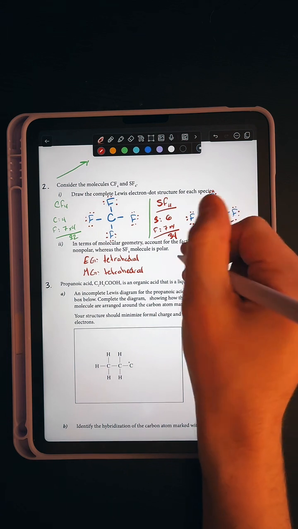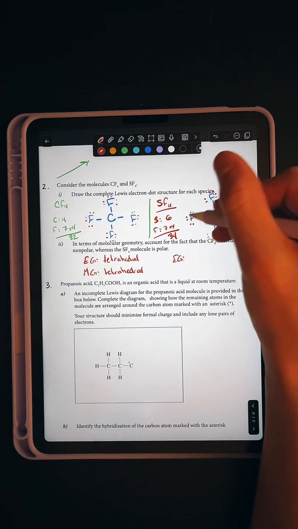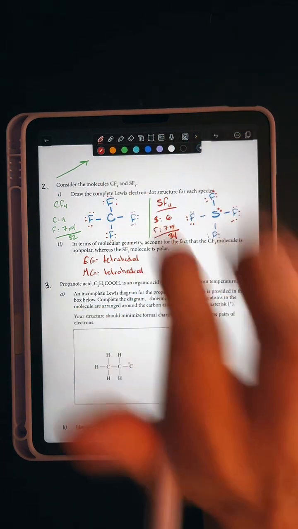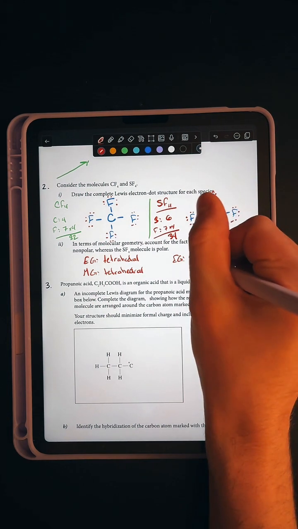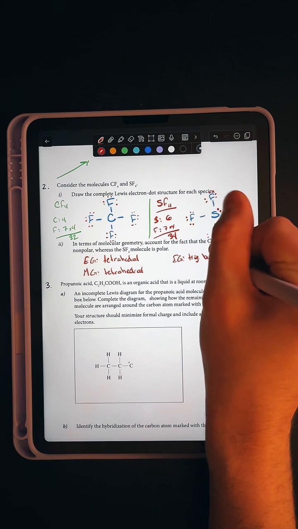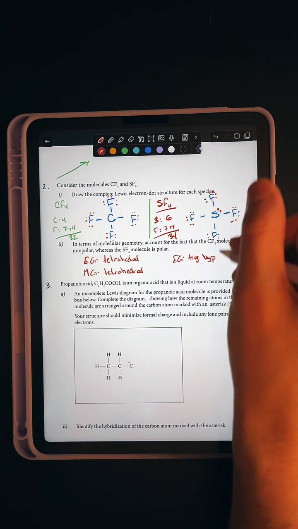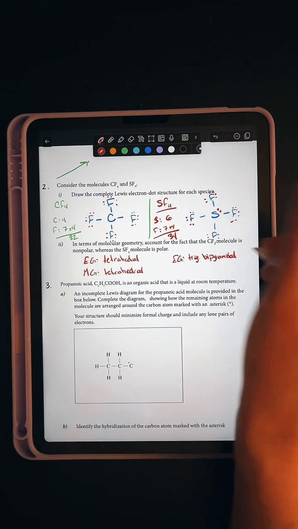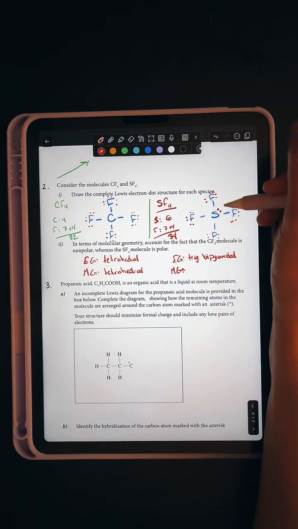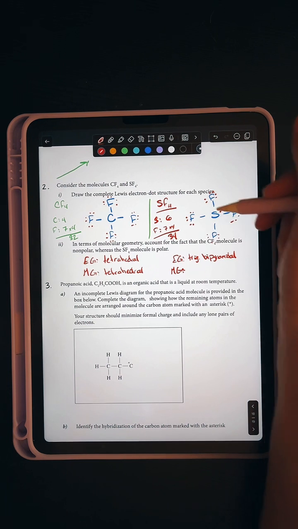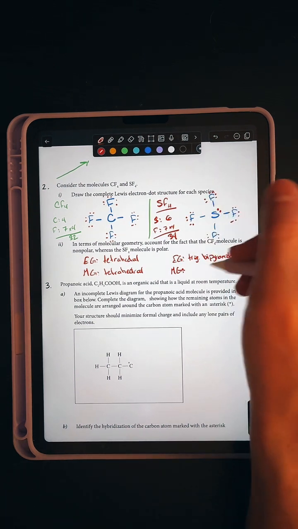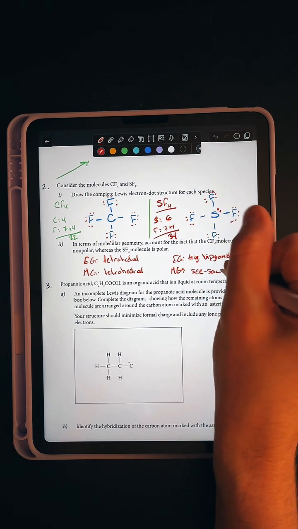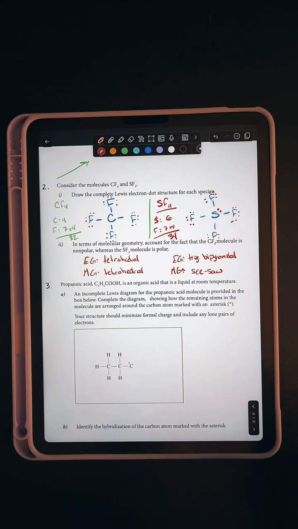Whereas for SF4, our electron geometry is 1, 2, 3, 4 atoms and 1 lone pair of electrons, which gives us 5 things around our center atom, and that tells us that we are trigonal bipyramidal. But then our molecular geometry, because we have that lone pair of electrons, it changes. And that lone pair of electrons on something that's trigonal bipyramidal gives us a molecular geometry of seesaw or sawhorse, whichever one you learn. They're the same thing.